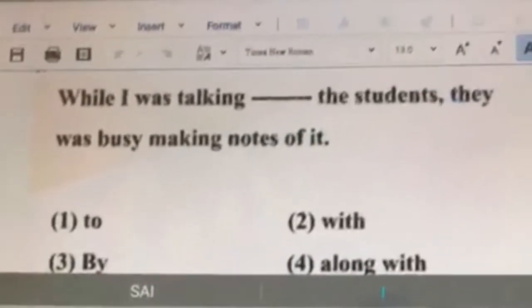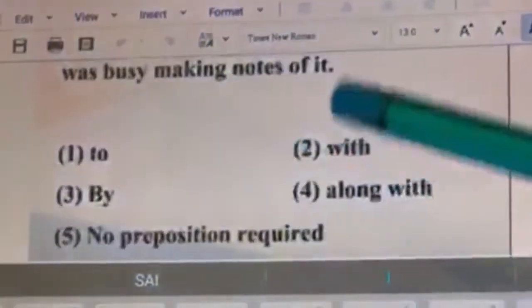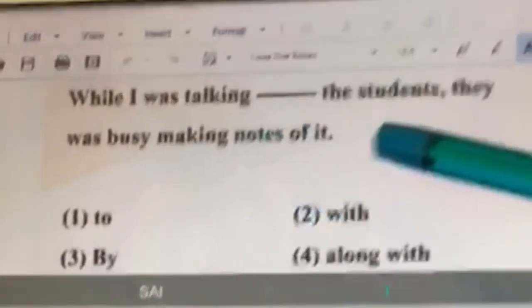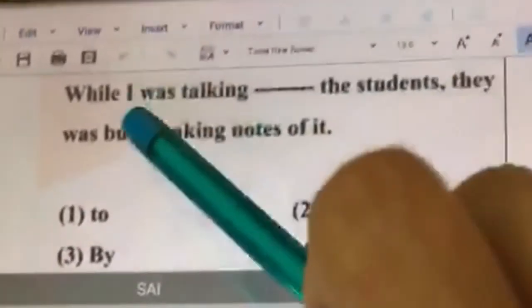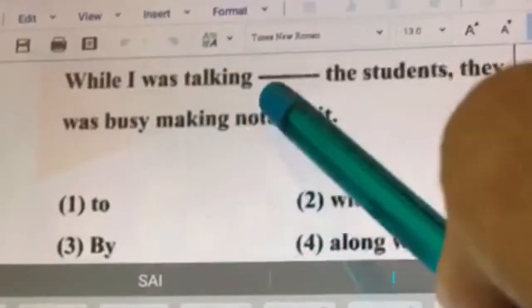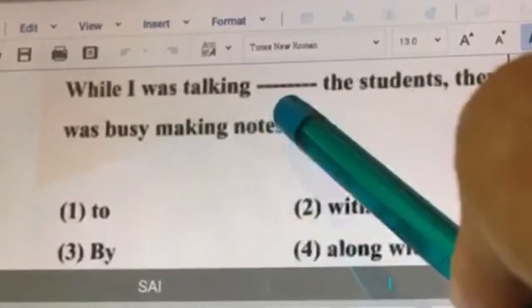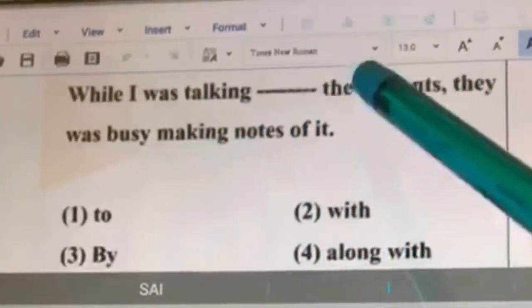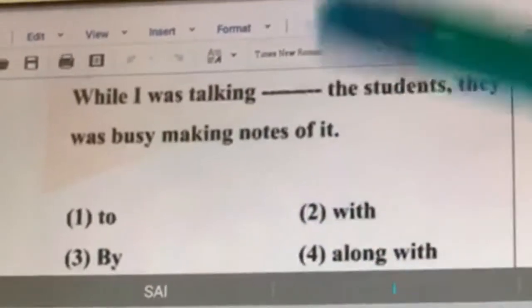In this case, it is clearly said that the students were busy making notes, right? That means they are not talking. So the only person who was talking is I. So in this case, what should the preposition be? It should be: while I was talking to the students, they were busy making notes.